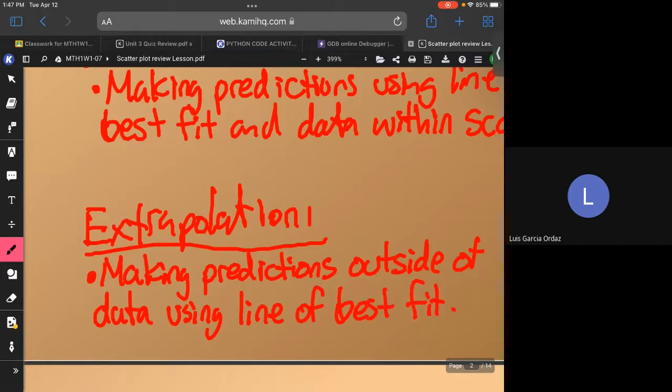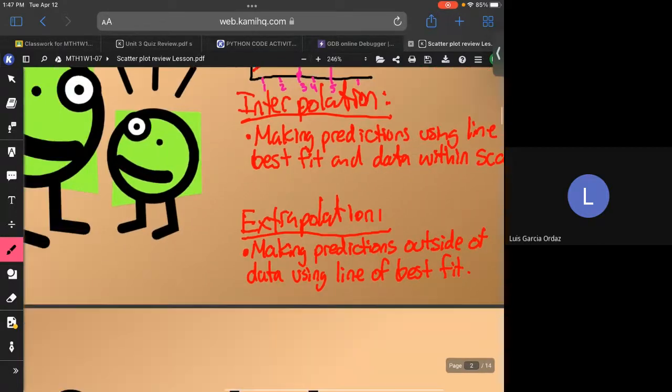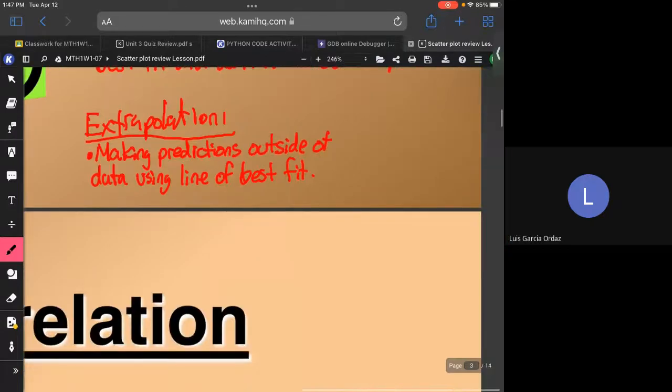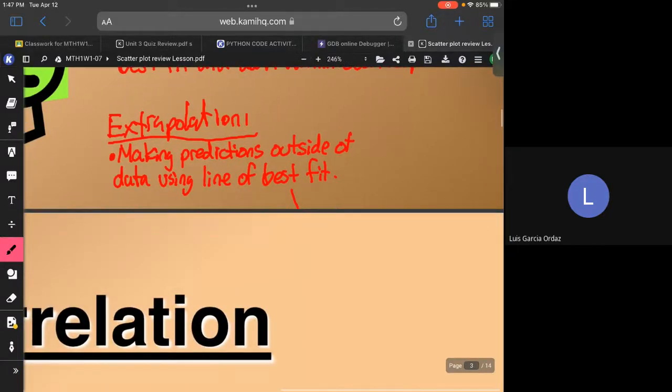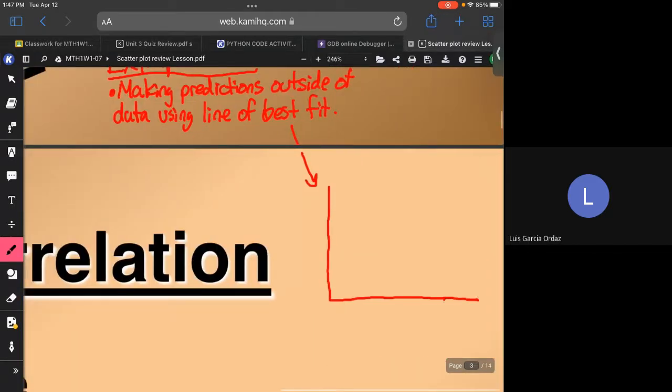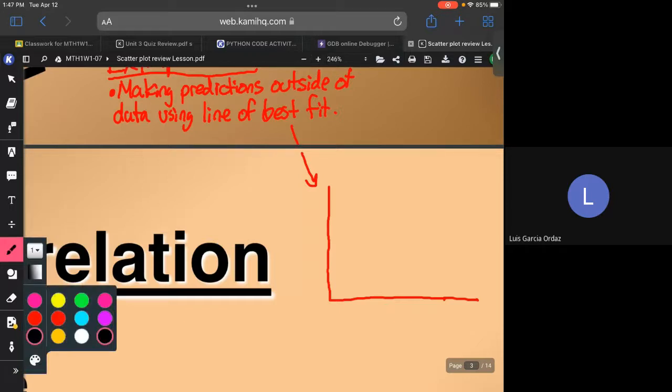Do I have room to show an example here? Let me see. We'll do it over here. So this is going to be an example of extrapolation. Okay. So I'm going to have my set of axes, my y and my x, and I'm going to have some random points. So here, here, here, here. So I'm going to draw my line of best fit.